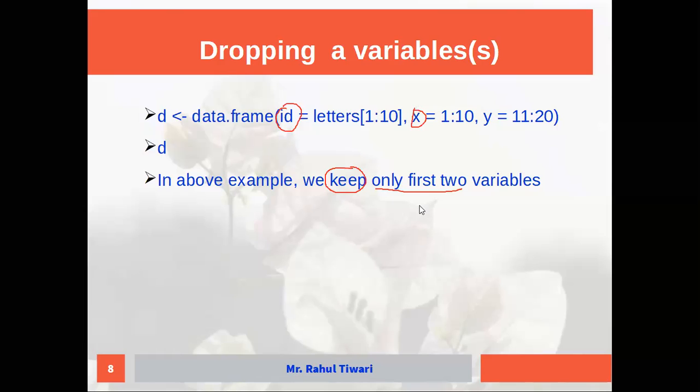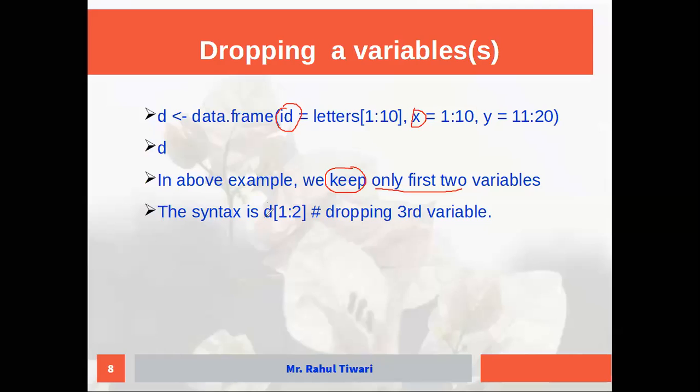Understand the terminology. So what is the syntax? D is your data frame. In brackets, I am interested in keeping only these two variables, ID and X. So 1 colon 2. What is the meaning of that? That means actually I am dropping the third variable.